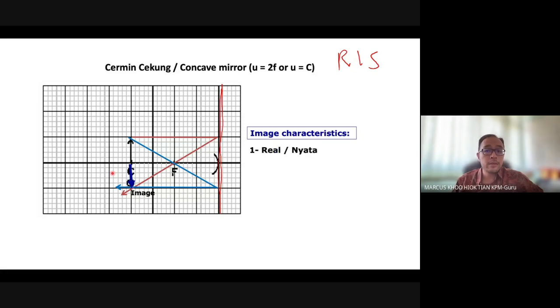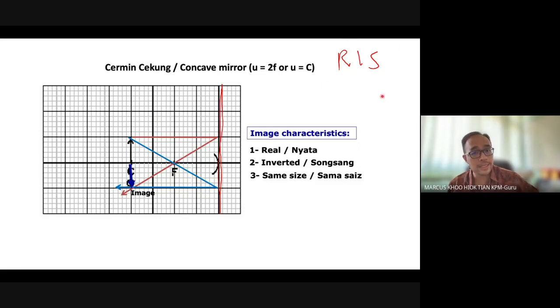Okay, is it inverted or the same direction as the object? It's inverted. Of course, look at the image here, it is inverted. And thirdly, it is the same size, exactly the same size. We are expecting this because we already learned yesterday: real, inverted, same size. And the position is exactly at 2F.